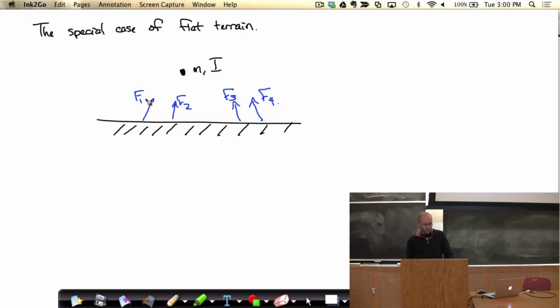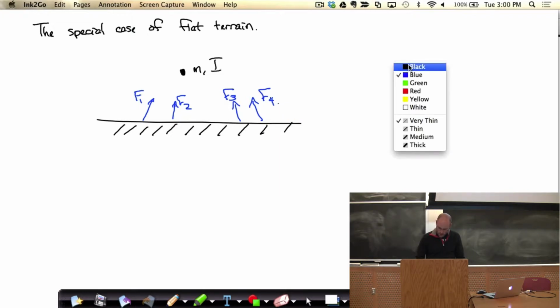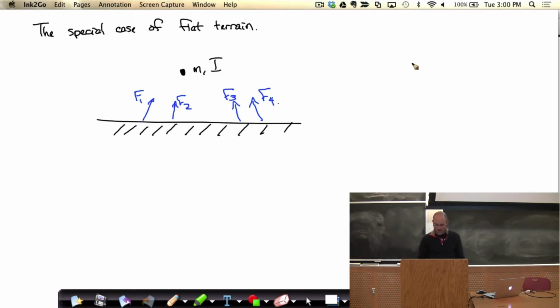Okay. There's a couple things that we can write down that describe the dynamics, sort of very natural constraints, right? So if I want to summarize the constraints of all these forces with a couple of simple quantities that get rid of some of the details, it's going to be very easy to do that in the flat terrain case.